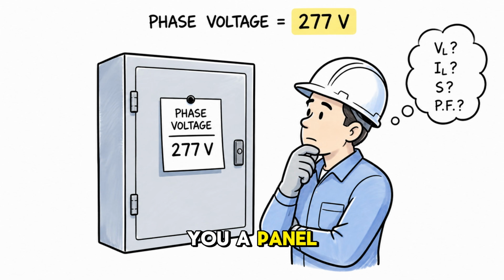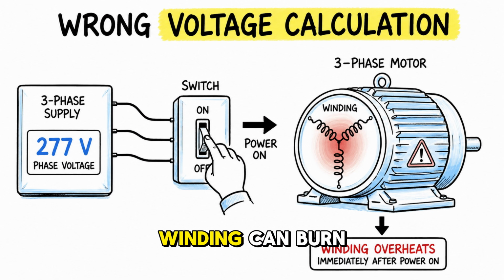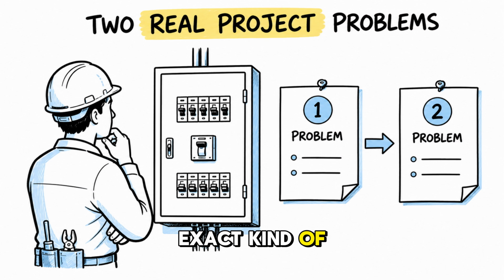A supervisor hands you a panel and says the phase voltage is 277 volts, nothing else, and expects you to solve the rest. Get it wrong and a motor winding can burn out the instant it is powered on. This is the exact kind of real project you will face on the job, and in this video we are solving two of them back to back, step by step.